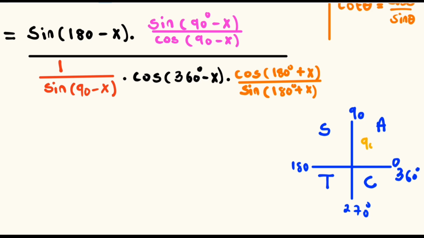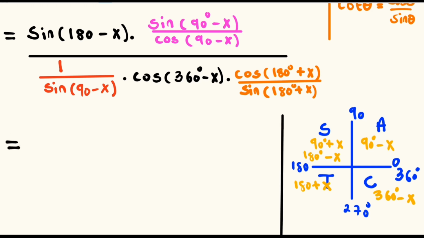Anything 90 degrees minus x will fall in the first quadrant, and anything 90 degrees plus x will fall in the second quadrant, and everything 180 degrees minus x will fall in the second quadrant, and anything 180 plus x will fall in the third quadrant, and anything 360 degrees minus x will fall in the fourth quadrant.